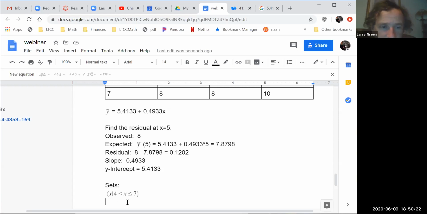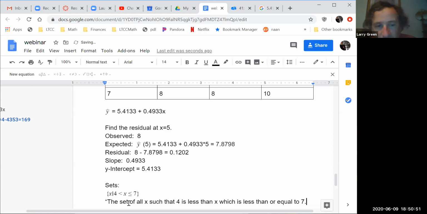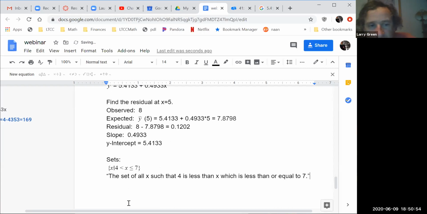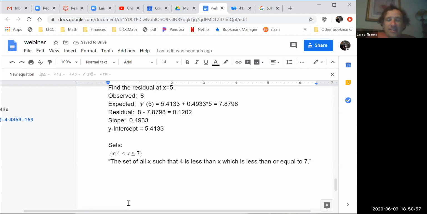Okay, so the way you read this is the set of all x. And that little vertical line segment is read such that. And now it's 4 is less than x, and x is less than or equal to 7. Any questions on how to read this set notation? Any questions on this? Okay.